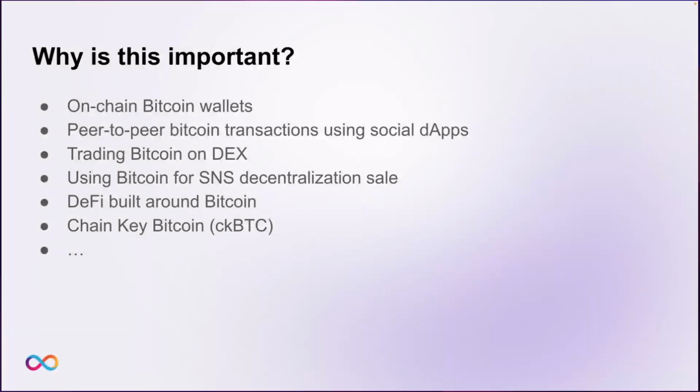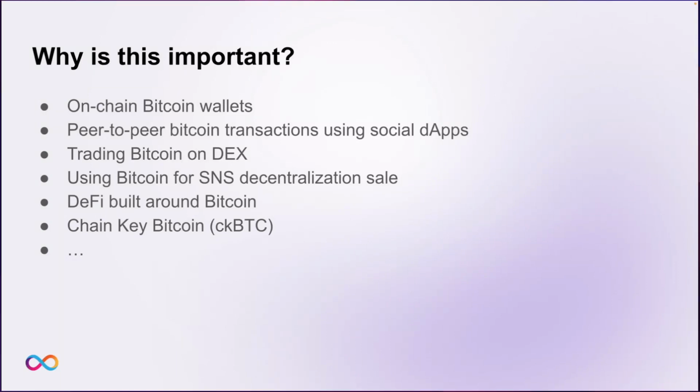A couple of examples are on-chain Bitcoin wallets with biometric authentication without the user being required to manage the private key, or social fi applications where users can actually do peer-to-peer Bitcoin transactions using that dApp. You could also trade Bitcoin directly on a decentralized exchange on the Internet Computer without requiring any third-party custody of the assets. You could use Bitcoin to buy tokens in a decentralization sale when an SNS-powered DAO decentralizes a service on the IC.